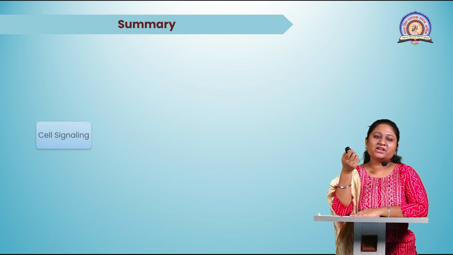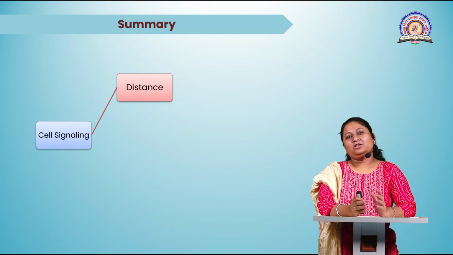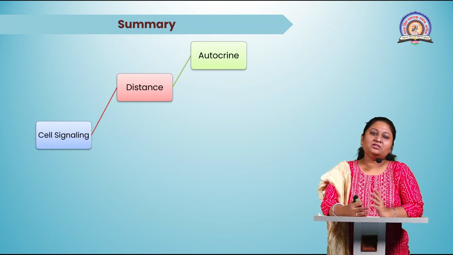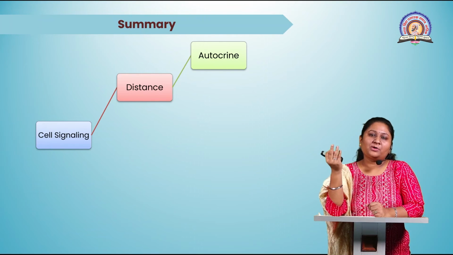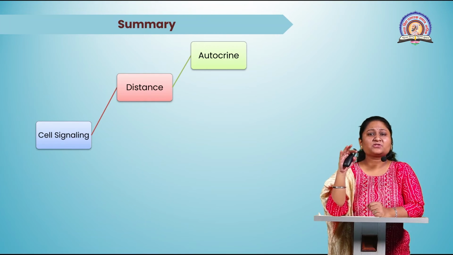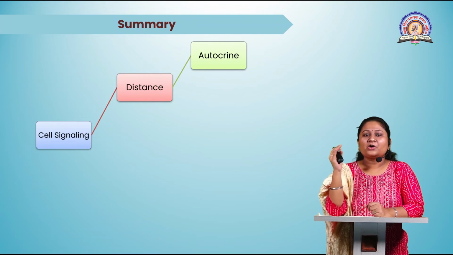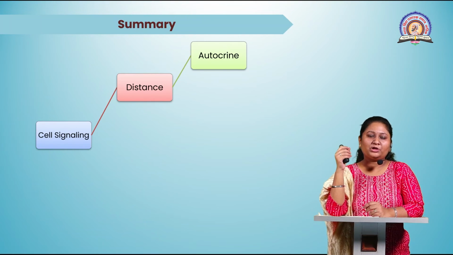So let us summarize what we have discussed today. First we discussed what cell signaling is. Signaling is a process required for communication between two cells, where signaling molecules work to bring about different types of cell signaling. Based on whether the signaling molecule goes and binds to a far away site or a nearby site, there are different types of signaling.